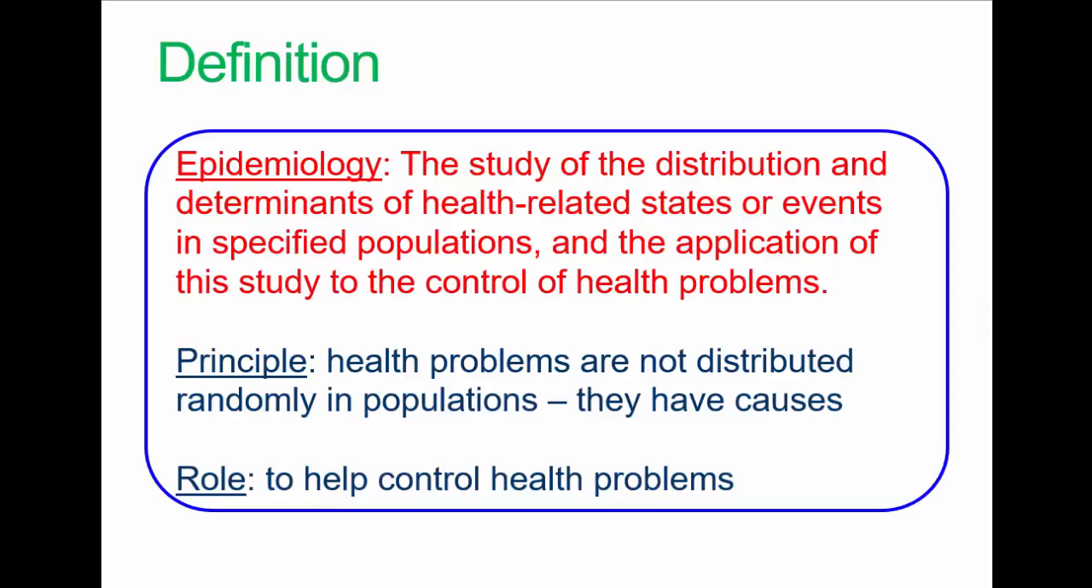Okay, so epidemiology, a word that has been much in the news in recent times. As well as infectious diseases such as the coronavirus, these models also apply to non-infectious issues such as type 2 diabetes. There's a definition. The principle and rule are key to understanding the importance of epidemiology, so they're worth mentioning here. The principle: health problems are not distributed randomly in populations. They have specific causes and do affect specific groups differently. And the role of epidemiology is to provide information to help control these health issues and to mitigate them.